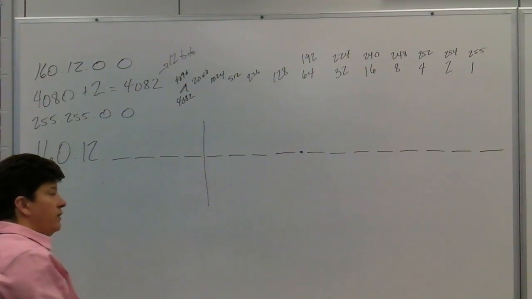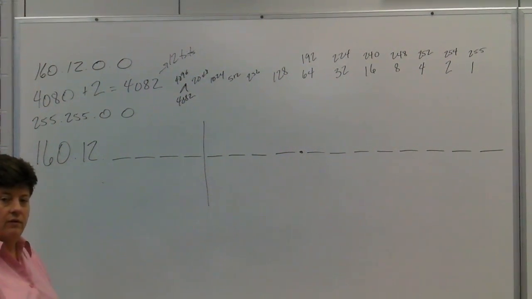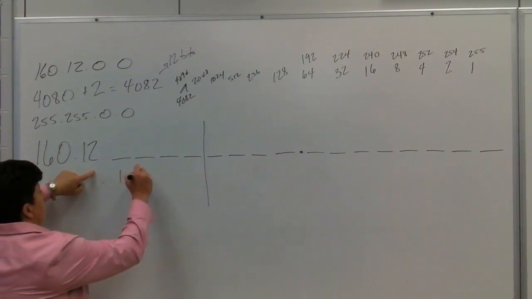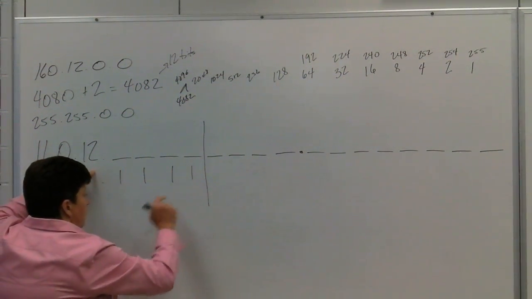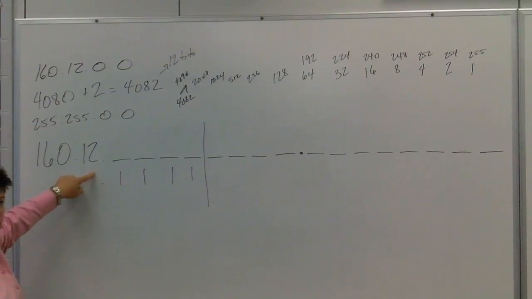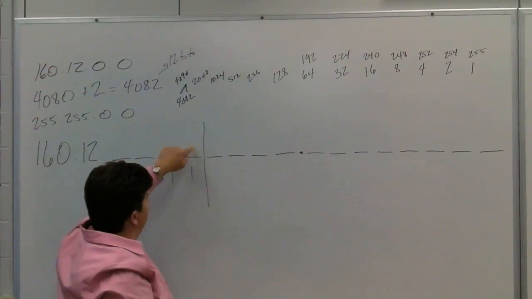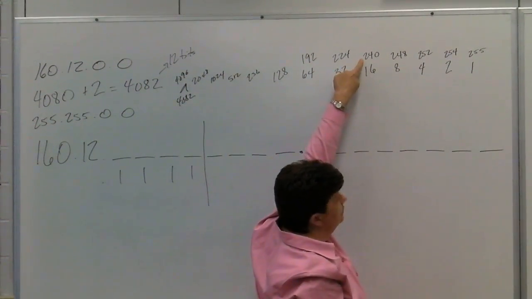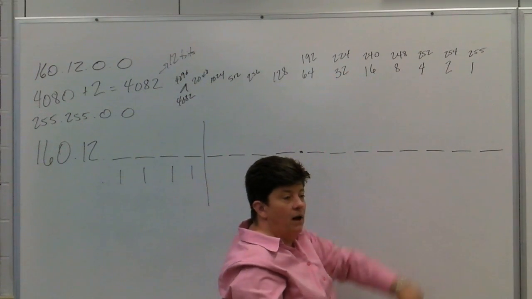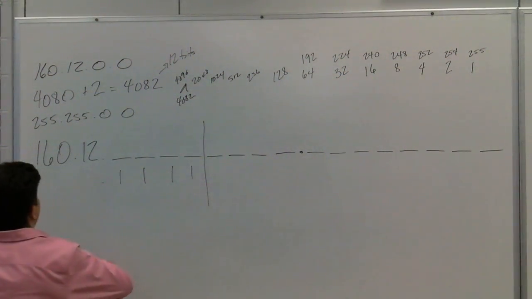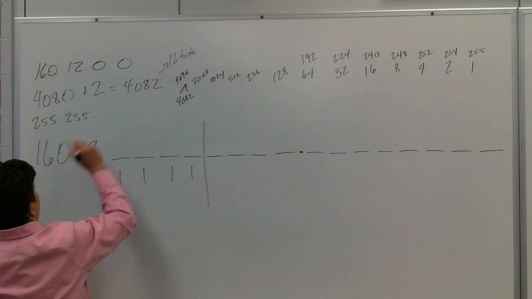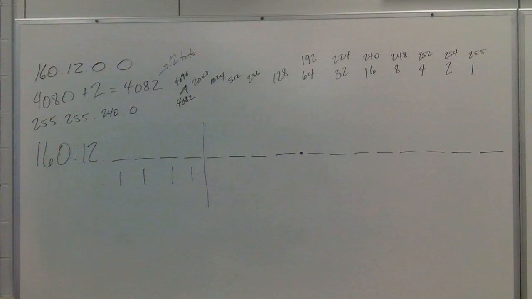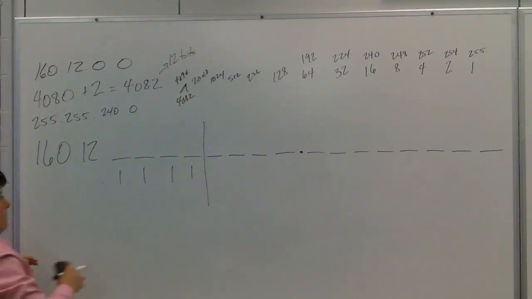My next step, what is my new subnet mask? I got 255 plus 255. All of those are ones. 1, 2, 3, 4. Start here. 1, 2, 3, 4. What's the number above it? 240. My new subnet mask, 255.255.240. Okay? Get rid of that.